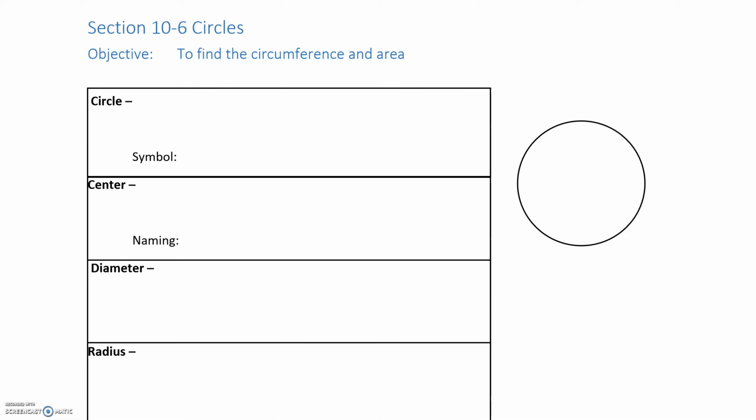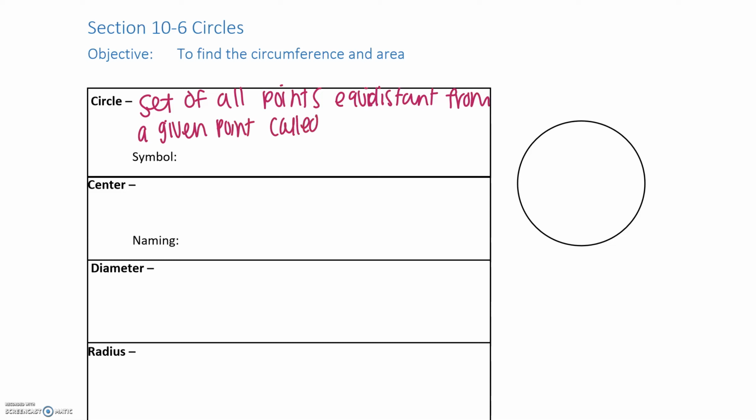So a circle, everyone knows what a circle looks like, but a circle is the set of all points equidistant. Equidistant means all the points are the same distance from a given point called the center. Okay, and our symbol for circles is a circle with a dot in the middle. Okay, the center, literally just the center of a circle.